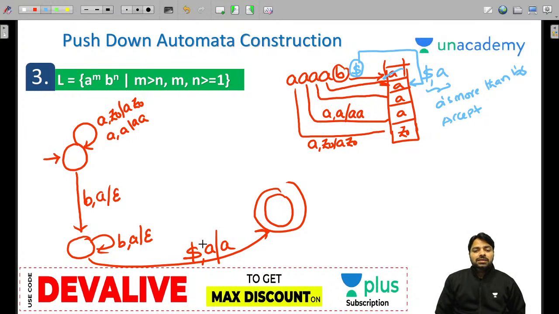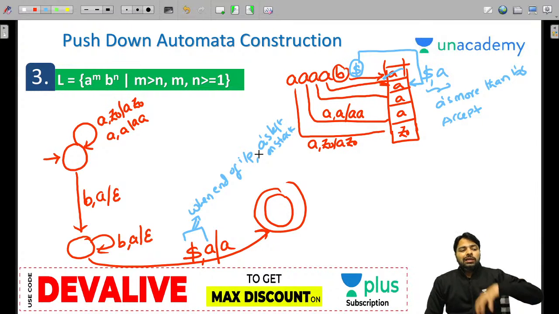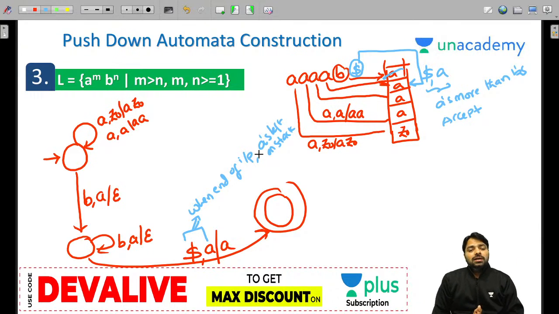This combination represents when end of the input occurs. Dollar means when end of input occurs. A's left on the stack. It means A's more than B's. If B's are not able to pop A's, it means B's less than A's. B's are not able to pop all the A's because B's less than A's. When the dollar comes, A is left on the stack. Okay, this is the third problem.